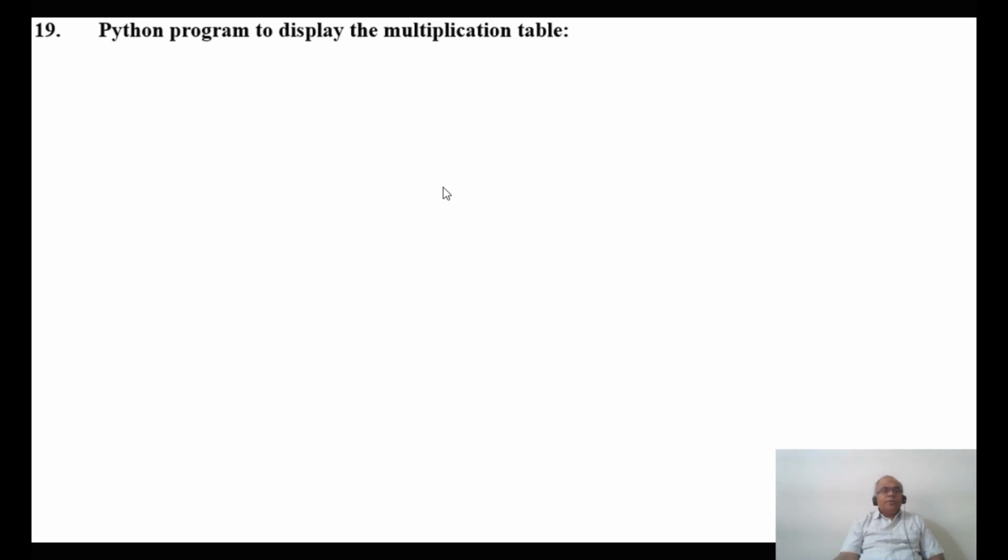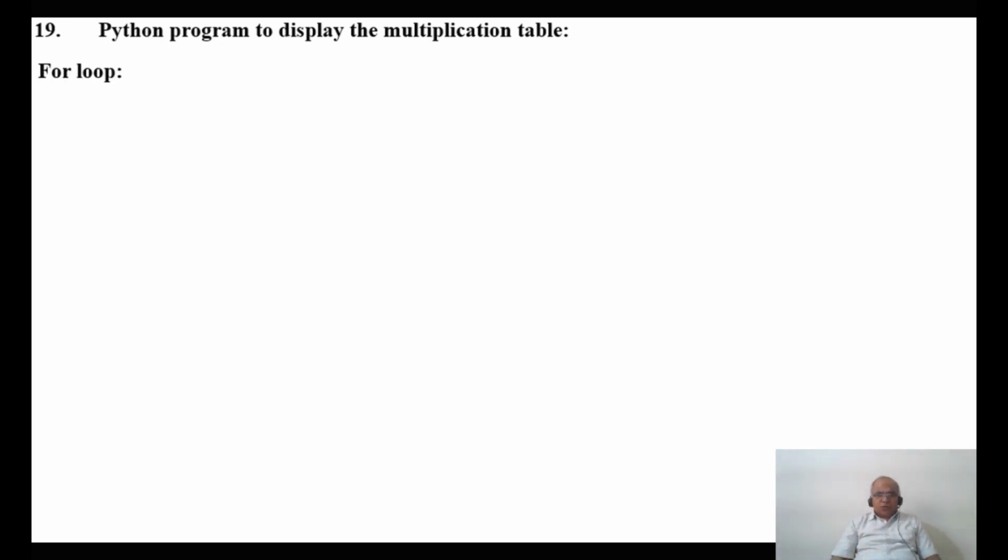Now, in this video, we are going to take up one more Python program, to display the multiplication table. So what does multiplication table mean? Suppose 2 into 1 is equal to 2, 2 into 2 is equal to 4, like this. This is the multiplication table that I want to write by using the program.